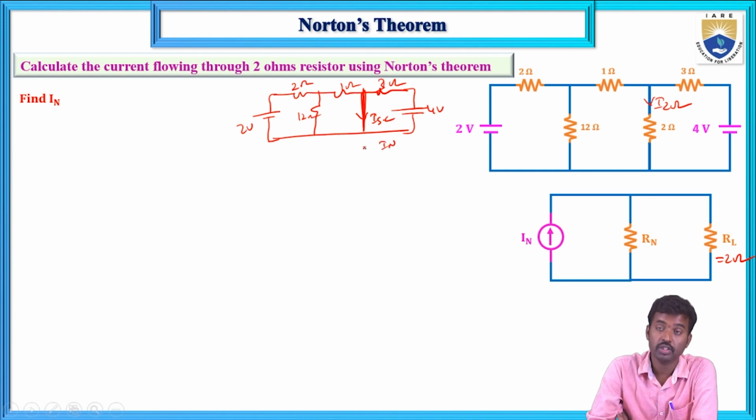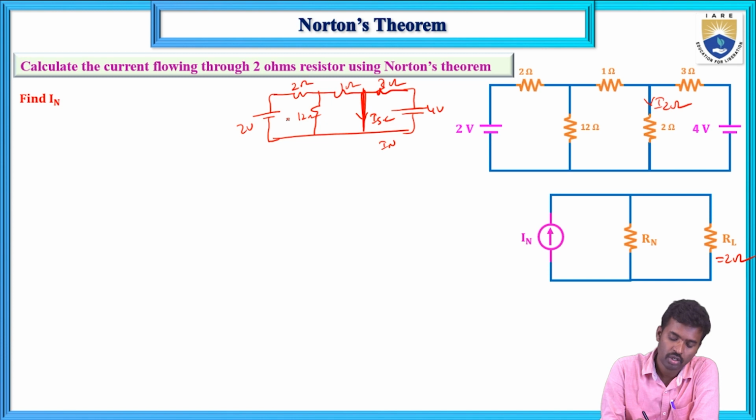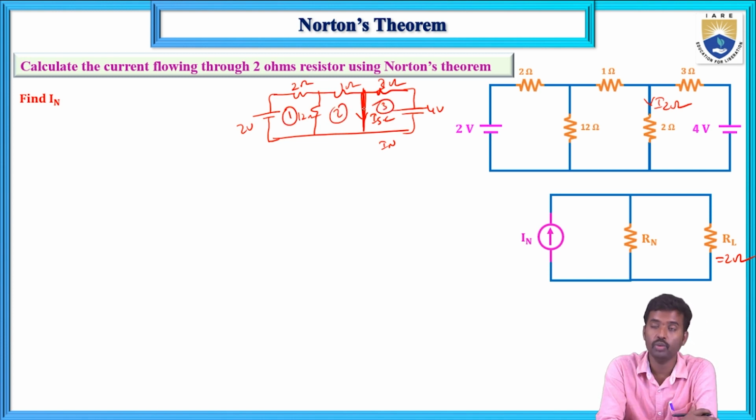Here IN means Norton's current, the short circuit current, which we calculate by applying mesh analysis. The possible number of meshes here is 3 loops, a 3 mesh network: 1, 2, 3. The currents are I1, I2 and I3 in the clockwise direction.